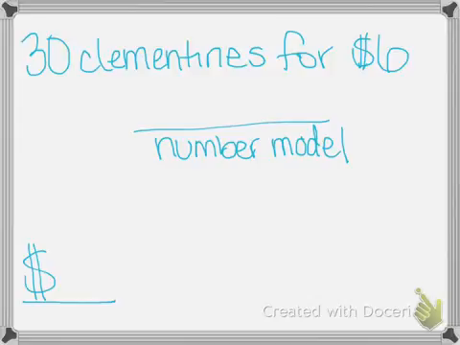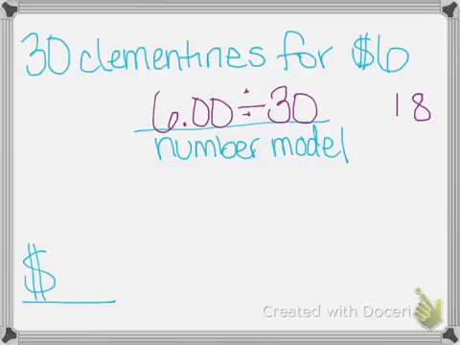Number 2 says Frida bought a bag of 30 clementines for $6. About how much money did she pay per clementine? Show your work. So our number model is $6 divided by 30. If I ignore my decimal point for right now, 30 goes into 600 about 18 times.